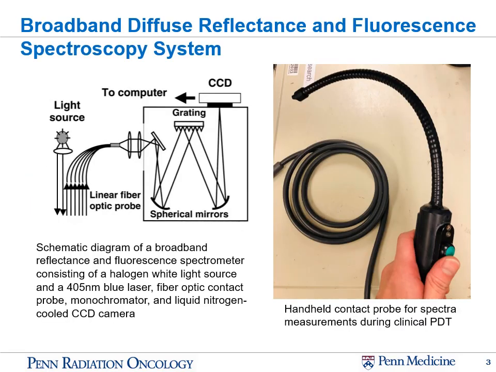On the left is the schematic drawing of our dual-mode spectroscopy system. Basically, it consists of two light sources, a halogen lamp and a 405 nanometer blue laser, a fiber bundle of two source and 9 detector fibers, a monochromator, and a liquid-cooled CCD camera.